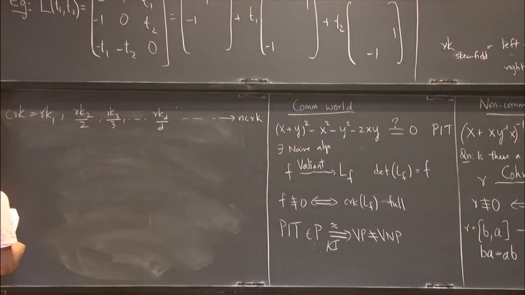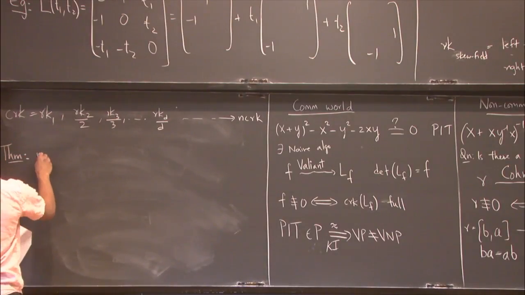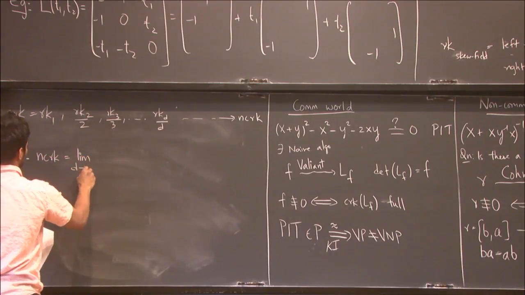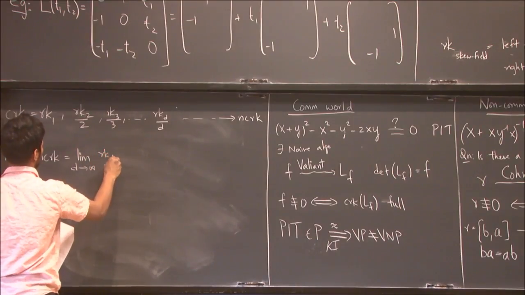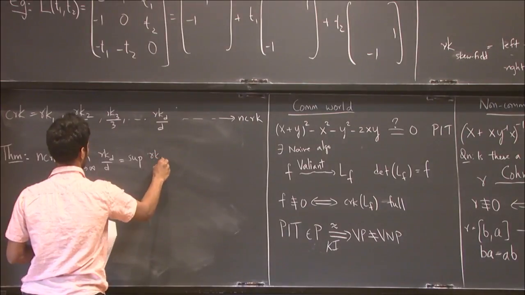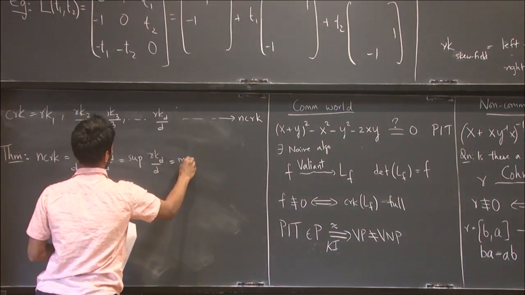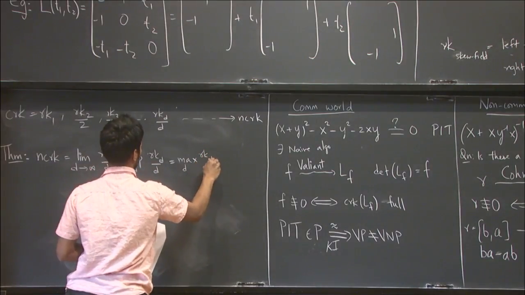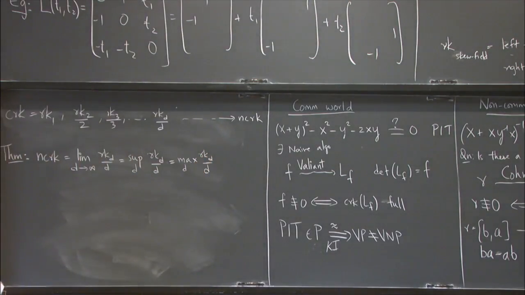So I'm going to state this as a theorem. The way I state this theorem is non-commutative rank is equal to the limit as d goes to infinity of rank d over d, which is equal to the supremum of rank d over d, which is equal to the maximum of rank d over d. Let's just hold back a second and see if this is something we believe.